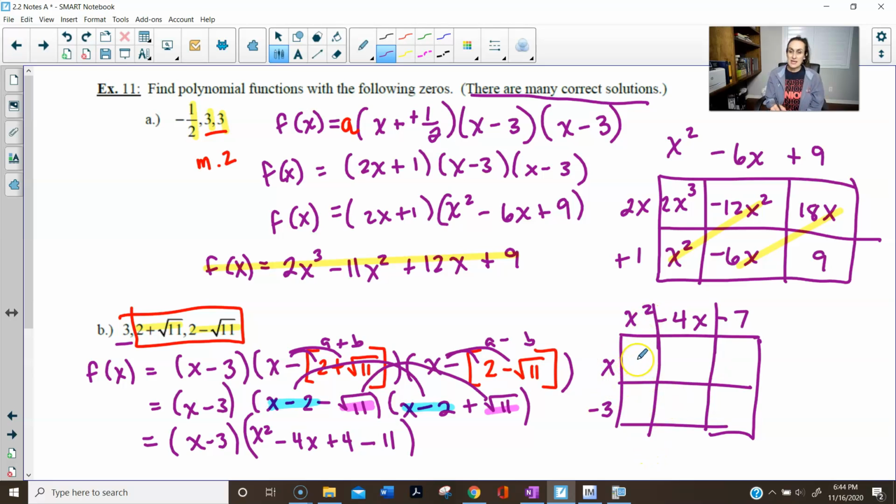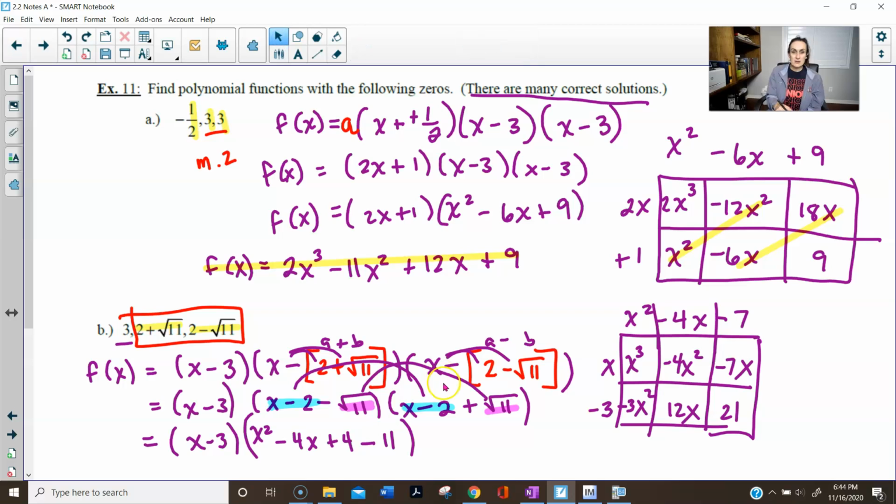So x times x squared is x cubed. X times negative 4x, negative 4x squared. And x times negative 7 is negative 7x. Negative 3 times x squared is negative 3x squared. Negative 3 times negative 4 is 12x. And negative 3 times negative 7 is 21. All right, and then we're just going to add those together, and that's going to give me my final answer.